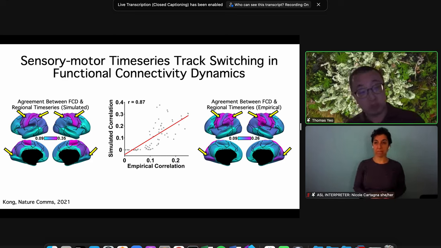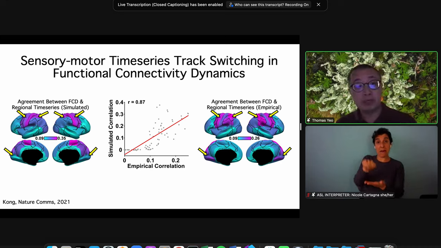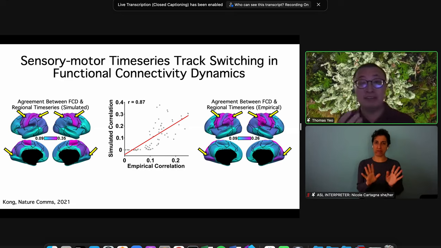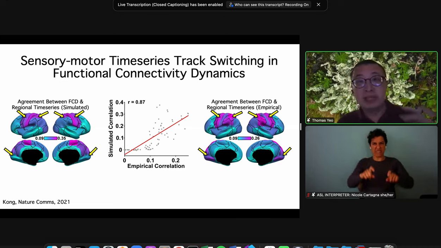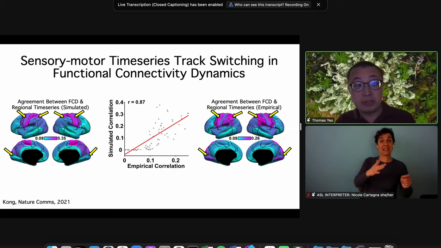There's also a very strong agreement between the simulated and empirical spatial map. But these are just correlations, right? The nice thing about having a computational model is that we can actually manipulate it to test our hypothesis, right? So in this case, our hypothesis is that sensory motor regions are driving these dynamic changes.